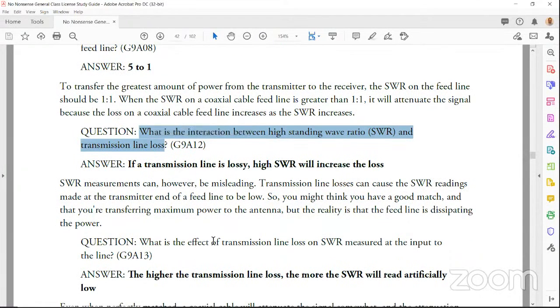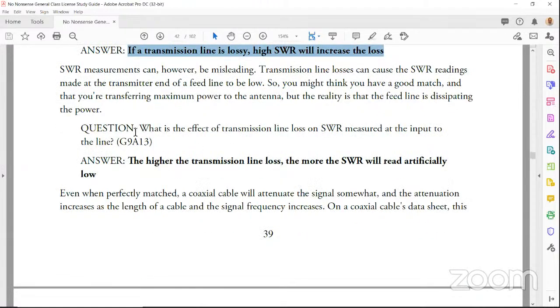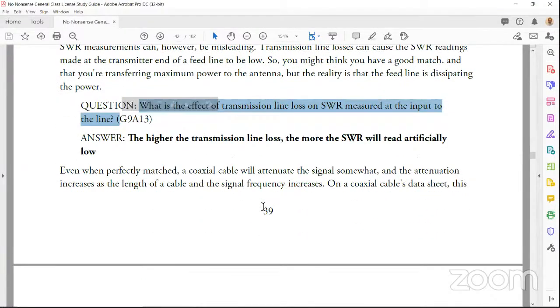Next question in the question pool. What is the interaction between high standing wave ratio and transmission line loss? So last class we said that if you have a high SWR, it will exacerbate your transmission loss. And that's the answer. If a transmission line is lossy, high SWR will exacerbate or increase that loss. Moving right along. What is the effect of transmission line loss on SWR measured at the input to the line?